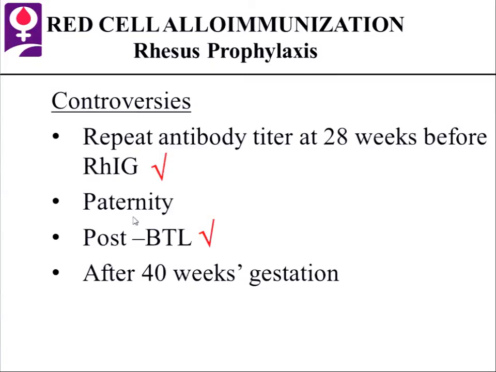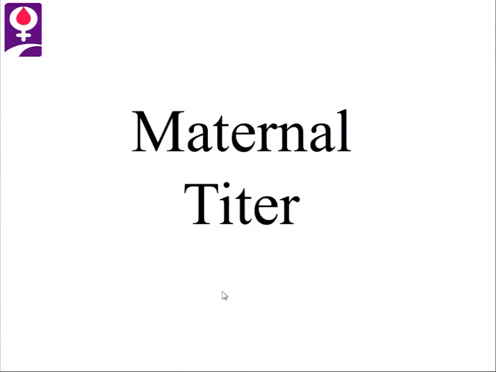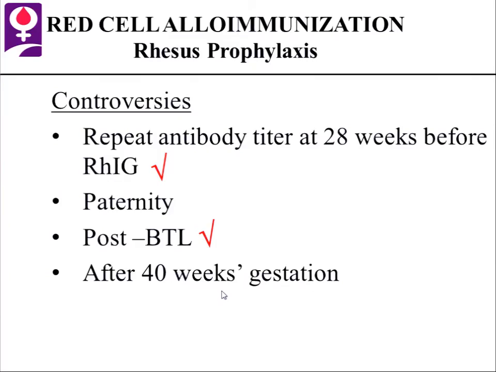Paternity: I don't give it to patients who say, Dad's here, he's got a blood bank card that says he's Rh negative. I don't give it. I do give it after tubal ligation. We see more and more couples who end up divorced, have IVF, and conceive through IVF, even though the tubal ligation has been done, and so you don't want that patient sensitized. And some people advocate giving it after 40 weeks. Most people don't give a second injection in a term pregnancy.